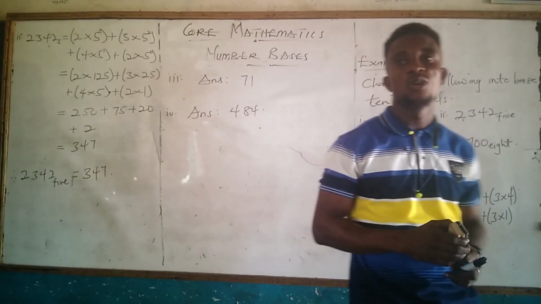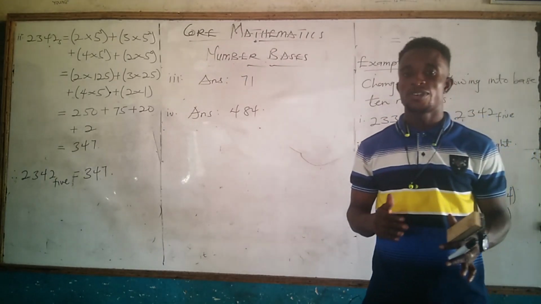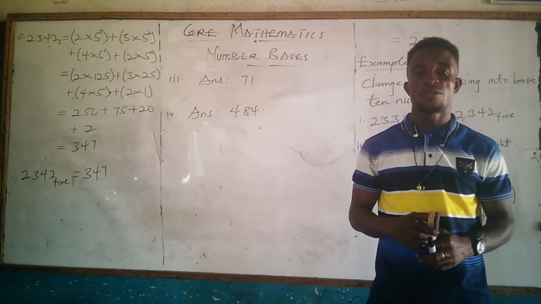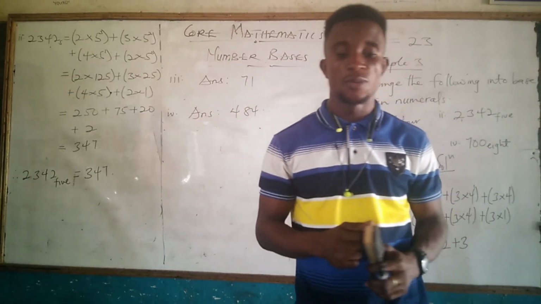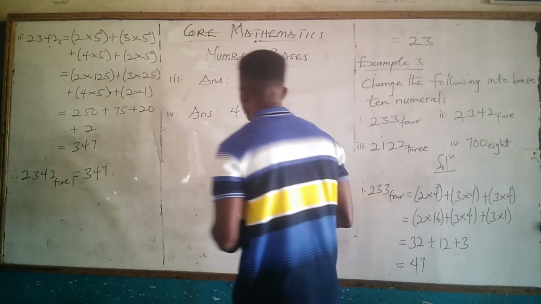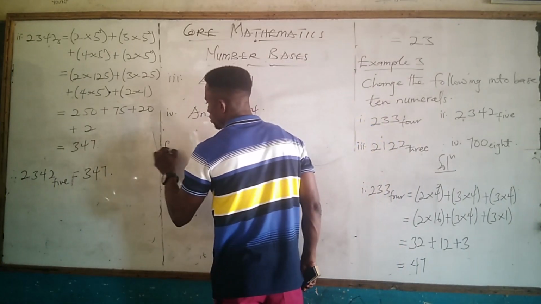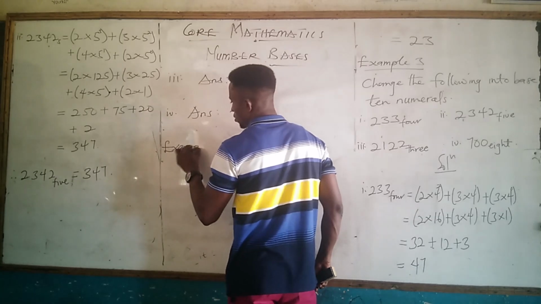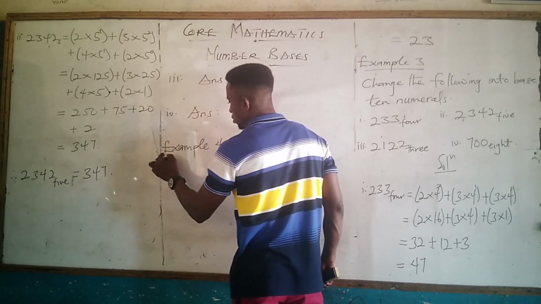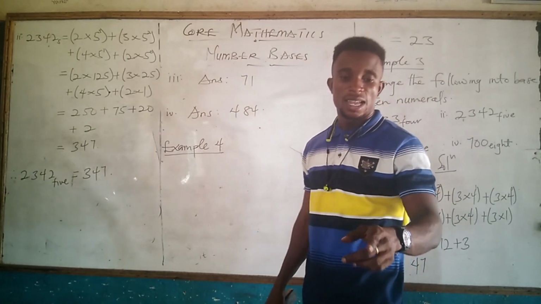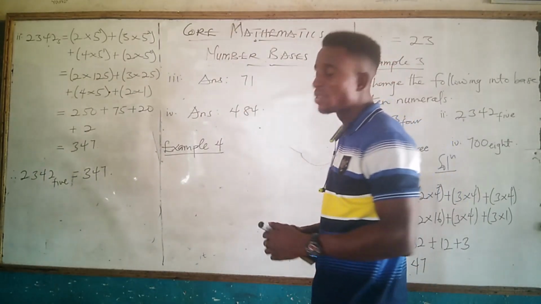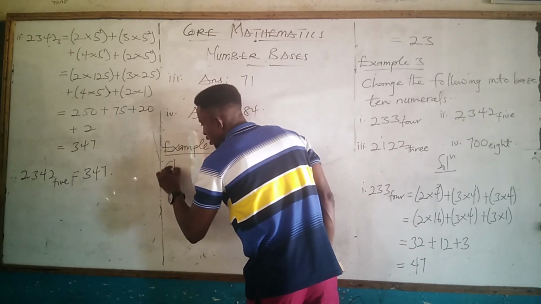And let's move on to taking about 2 or 3 examples under base 12. So example 4. That one too is saying we should change the following into decimal numerals. So change the following into decimal numeral.